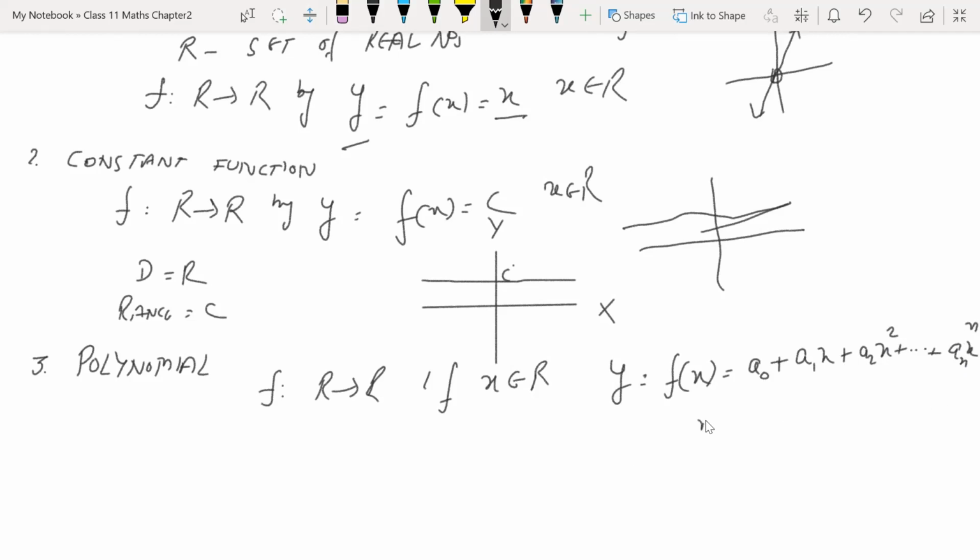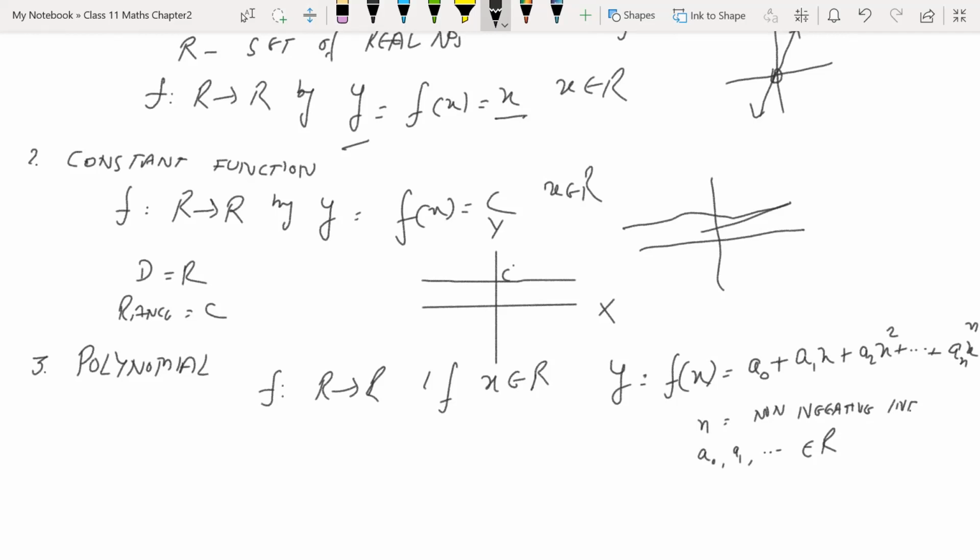Where n is a non-negative integer, and a0, a1 and so on belong to R. These are real numbers, and n is a non-negative integer. So that is the polynomial function.